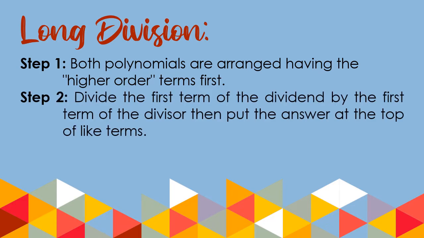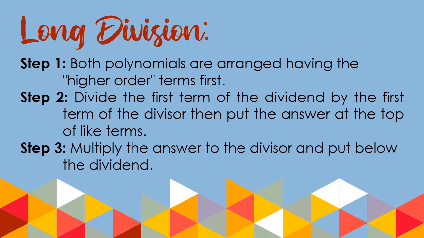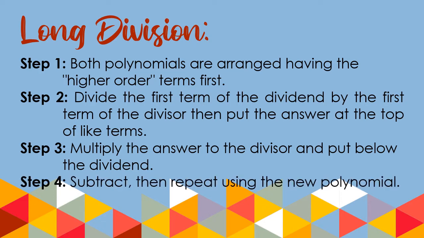Step 2 is to divide the first term of the dividend by the first term of the divisor, then put the answer at the top of like terms. Again, we just divide the first term of the dividend by the first term of the divisor. Step 3 is to multiply the answer to the divisor and put below the dividend. And then step 4 is to subtract, then repeat using the new polynomial.